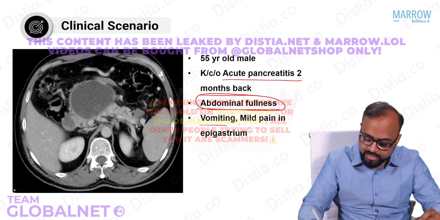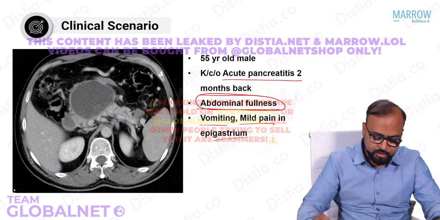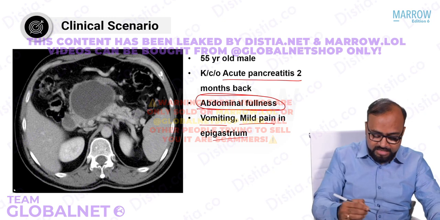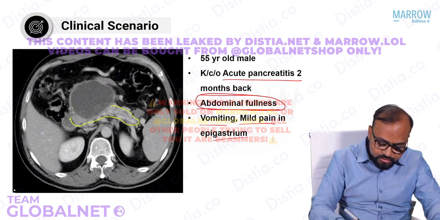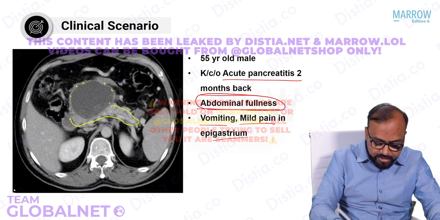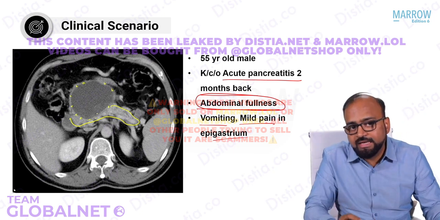There is vomiting, mild pain in the epigastrium, and what do you see? We did a contrast enhanced CT, and on that CT, we are able to see a lesion in the pancreas. See, this is the pancreas, and in the pancreas there is a fluid density lesion with a wall which is showing some degree of enhancement. So what is this? This is an inflammatory fluid collection within the pancreas.